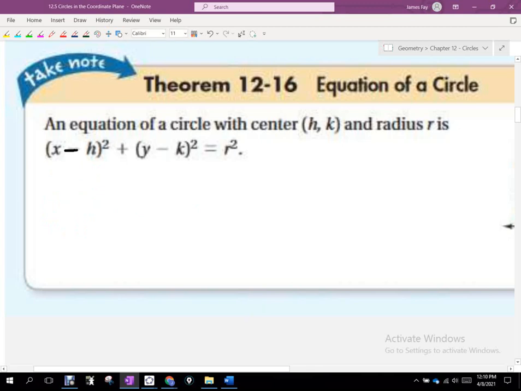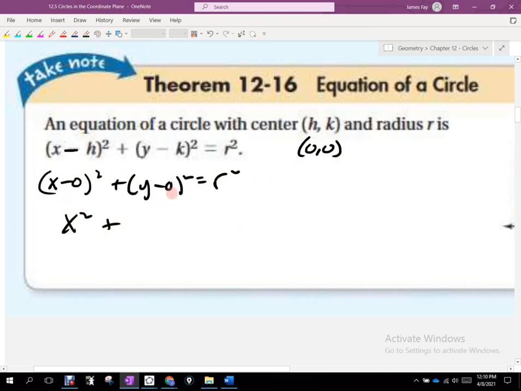But this is the formula for every circle we ever come across. If it's centered at 0, 0, you can see then that h would be 0, and x minus 0 is just x, y minus 0 is just y. Square those, and I get that. So that's the one centered at 0, 0, right?